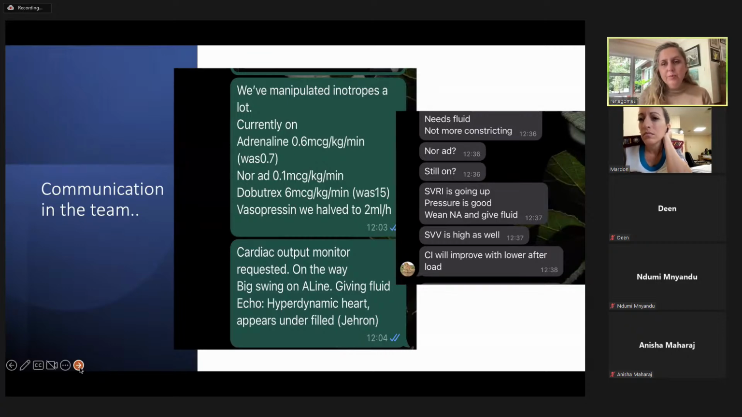Okay, so I just put some of the communication we had in the groups that directed us. I said we've manipulated the inotropes a lot. I programmed all the inotropes so that we could get doses. We had even more than halved the Wtrex within an hour. We halved the vasopressin. The adrenaline we weaned a bit more slowly, and we were waiting for the cardiac outputs to arrive.